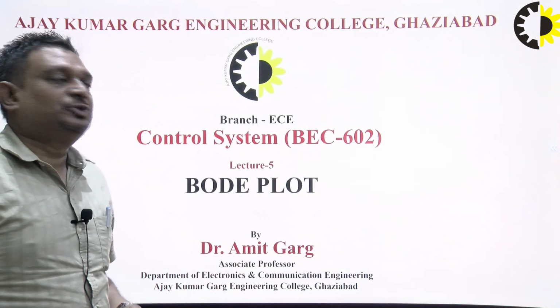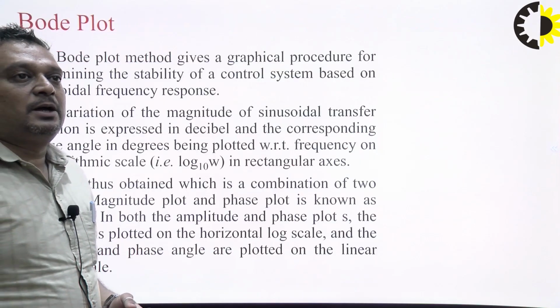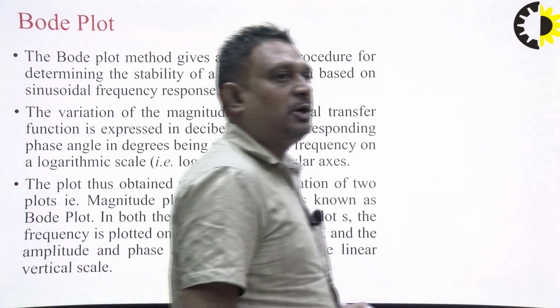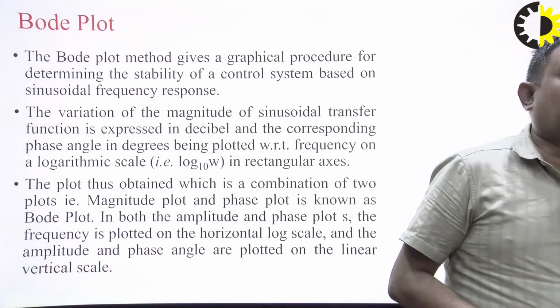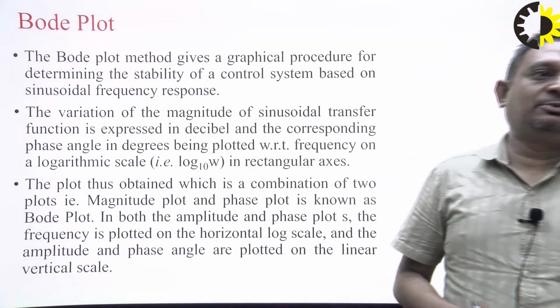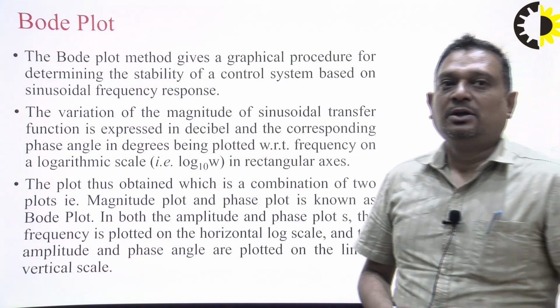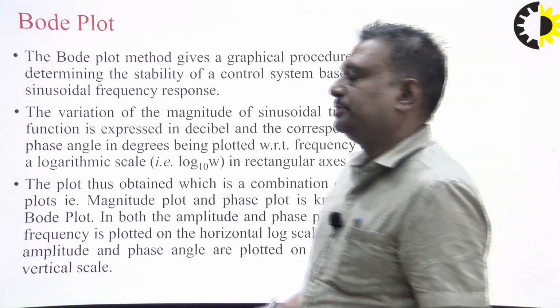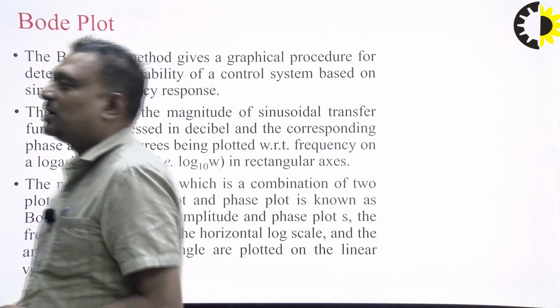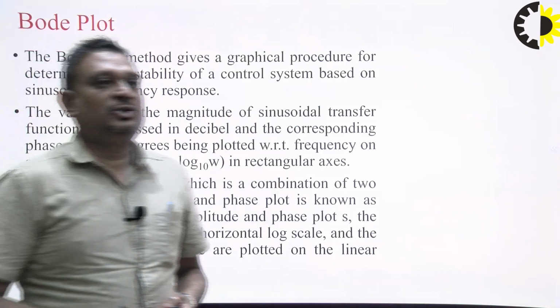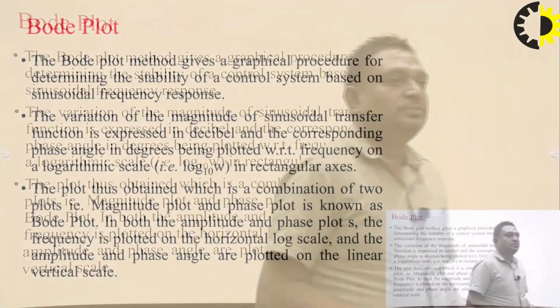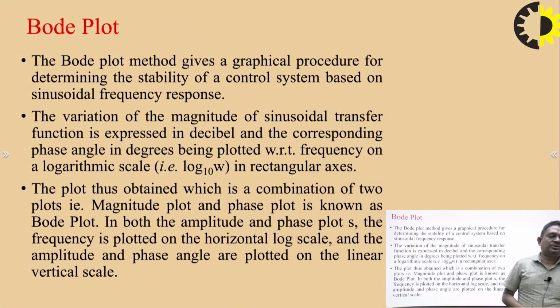Okay, so let us start. First of all, Bode plot. The Bode plot method gives a graphical procedure for determining the stability of a control system based on sinusoidal frequency response. You have been given a transfer function. You simply put s equals j omega, and you have the sinusoidal frequency response of the system.